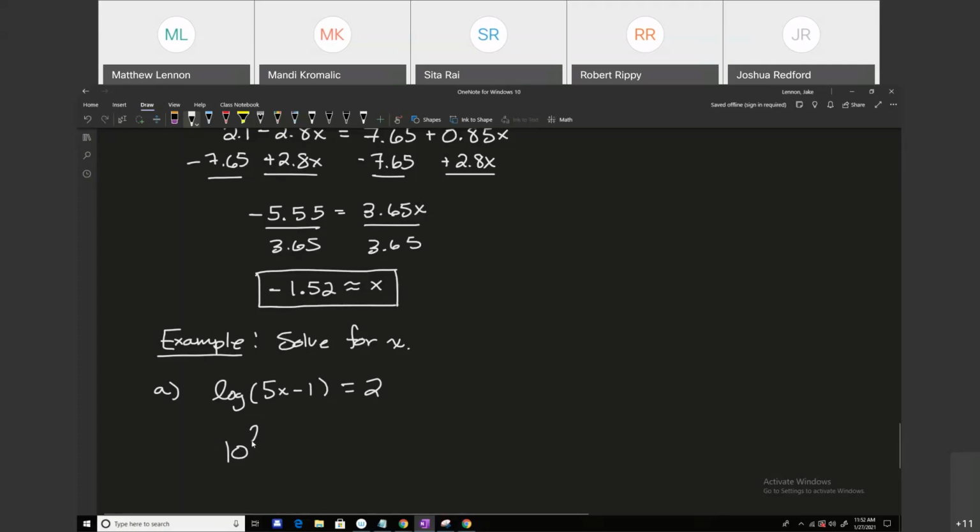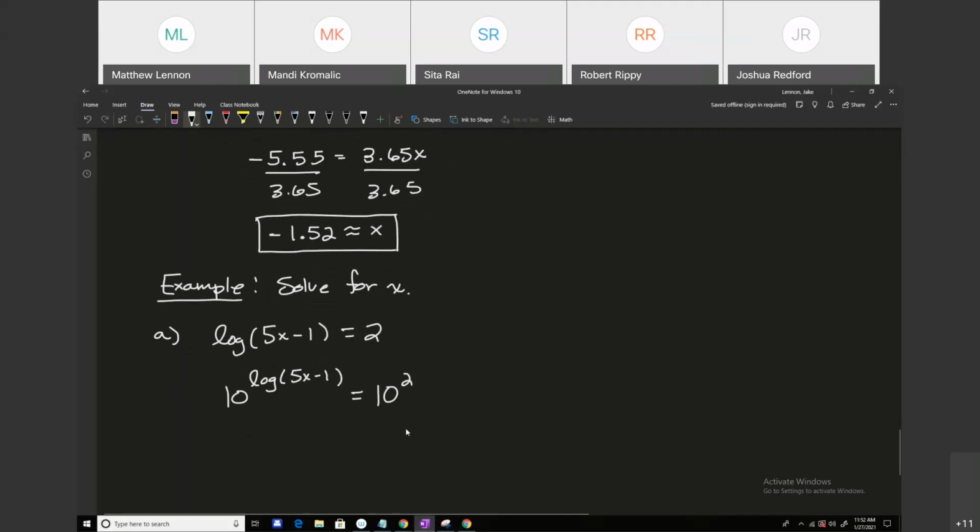So if I do 10 raised to the log of 5x minus 1, that'll be the same thing as 10 to the second power, right? And then on the left-hand side, we get cancellation. That was our second inverse property. So that is 5x minus 1, and the right-hand side is 100. So this is by inverse property number 2. So this is a pretty easy equation to solve. Just add 1 and divide by 5. So we get x is 101 over 5.